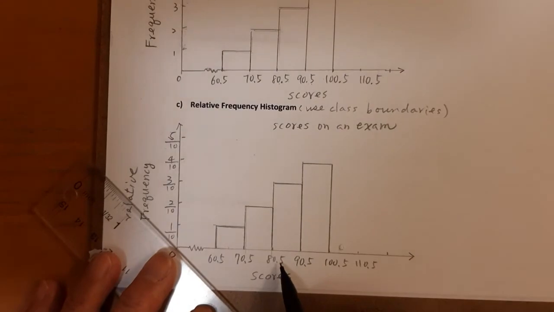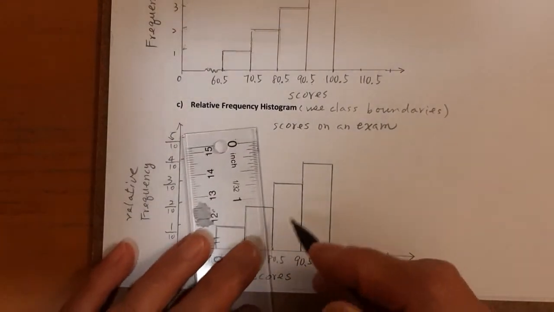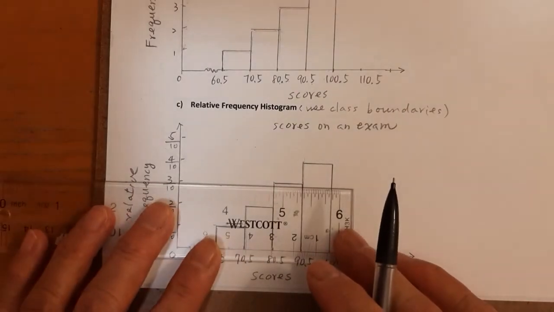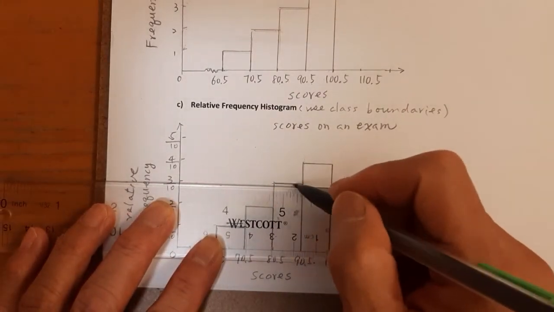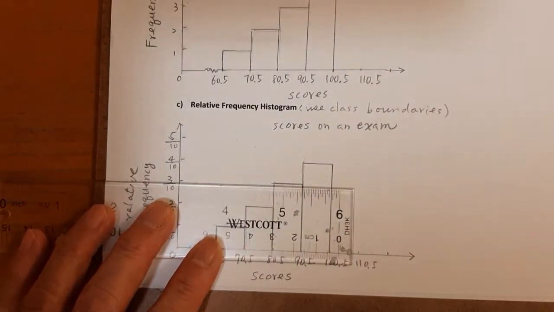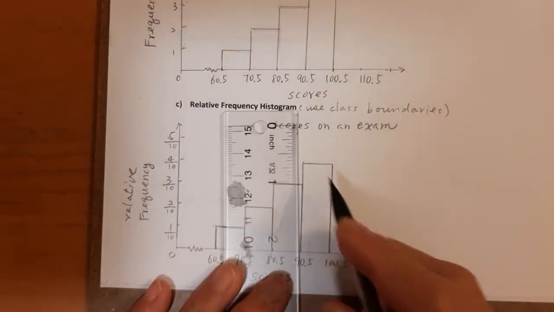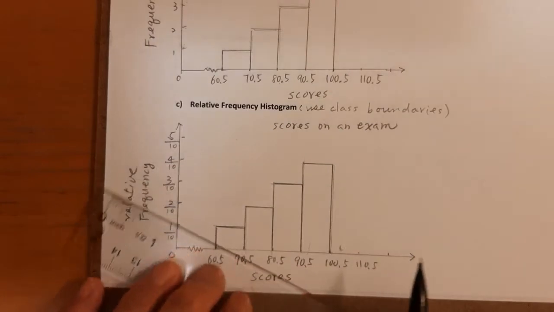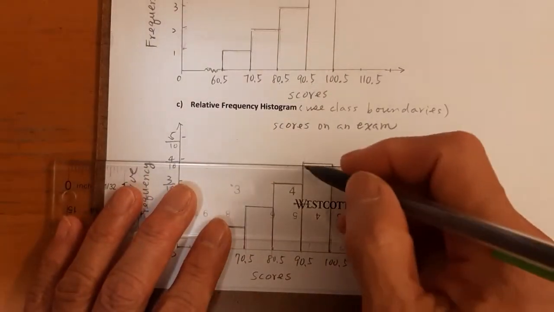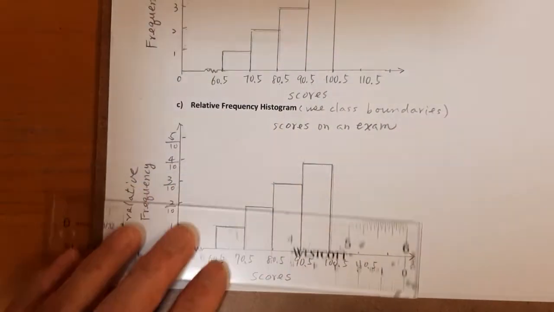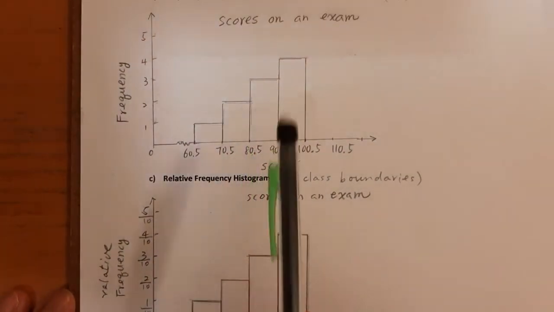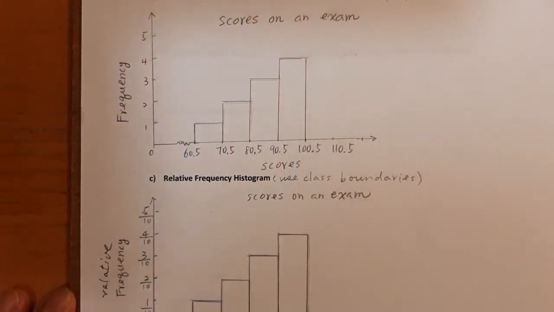Then from 80.5 to 90.5, you draw this vertical. Then it's 3 out of 10, so draw a horizontal. Then from 90.5 to 100.5, you draw this vertical, it's 4 out of 10, and draw a horizontal. And you can see actually they are the same shape.